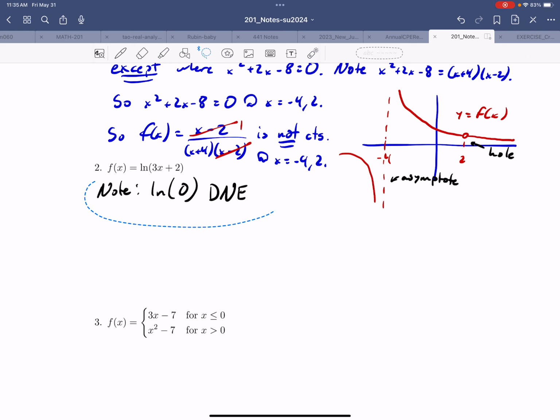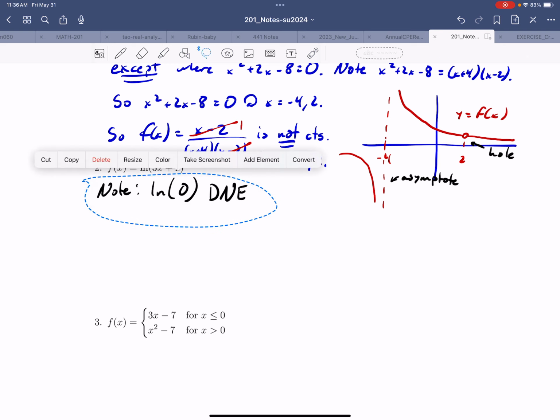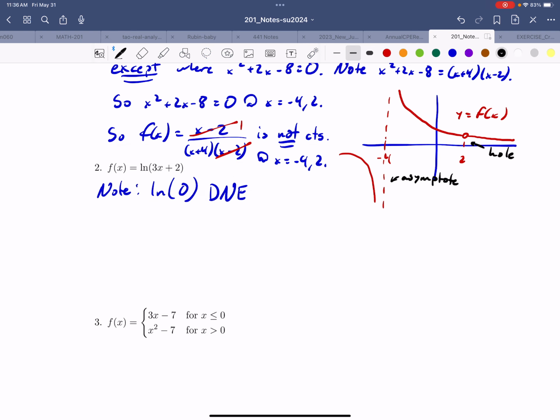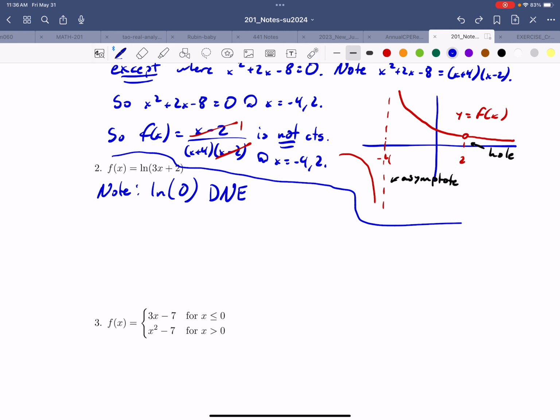Oh, and we're going to go back to blue, by the way. All right, so note, ln of 0 does not exist. Let's just separate this stuff here. Maybe I'll actually just say, also, ln is continuous where defined.